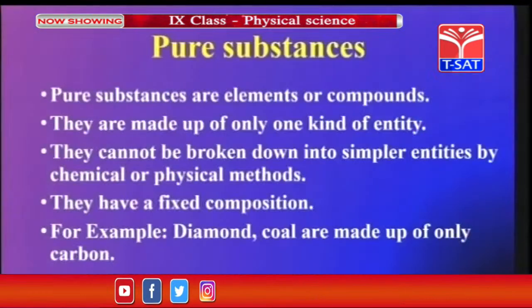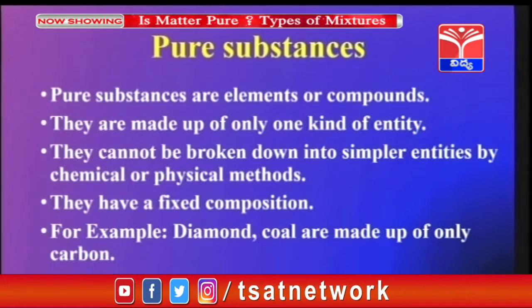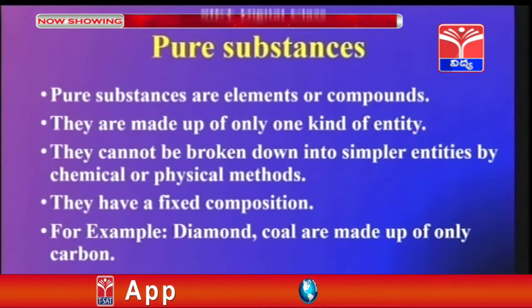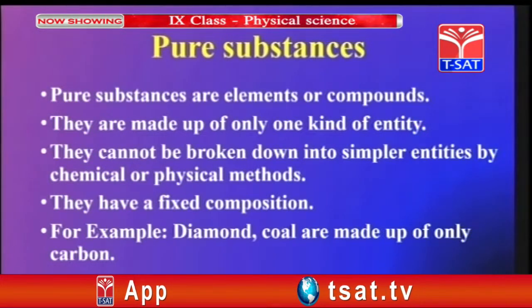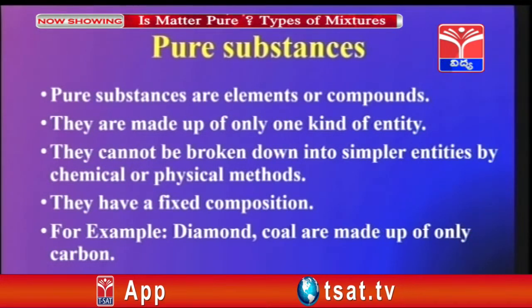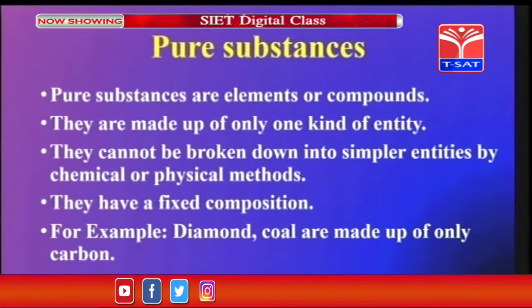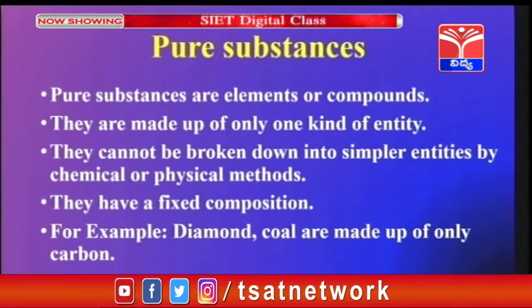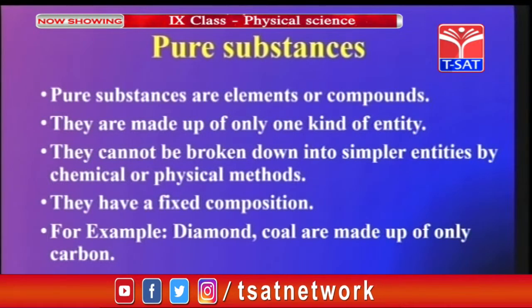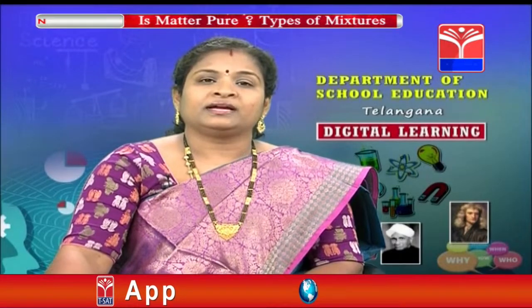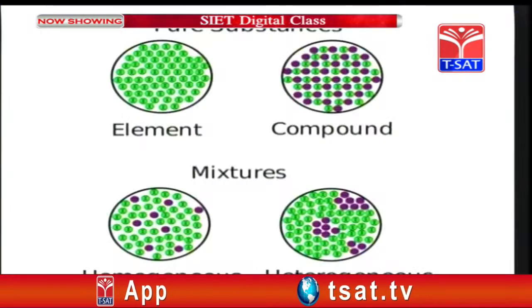So, what are pure substances? Let us define it. They can be in elemental form or compound form. They are made up of only one kind of entity. They further cannot be broken down into simpler entities by any kind of physical methods. They have a particular fixed composition. We have seen some examples, diamond and coal. So, pure substances exist in the form of elements and compounds.